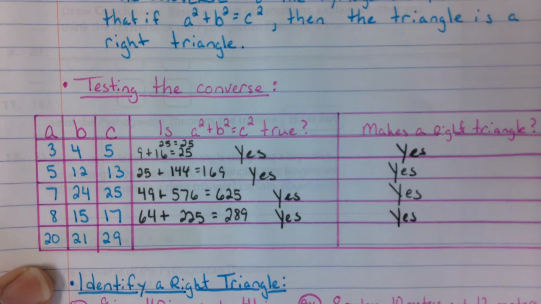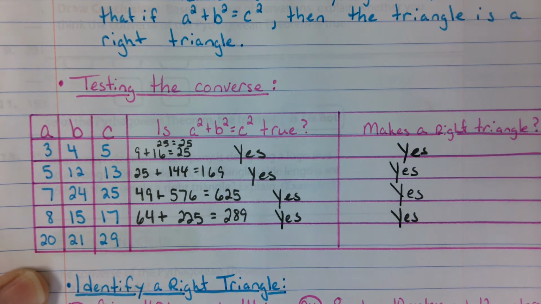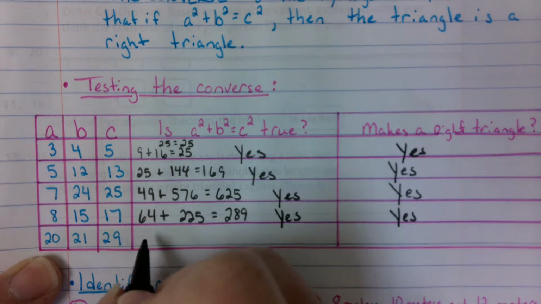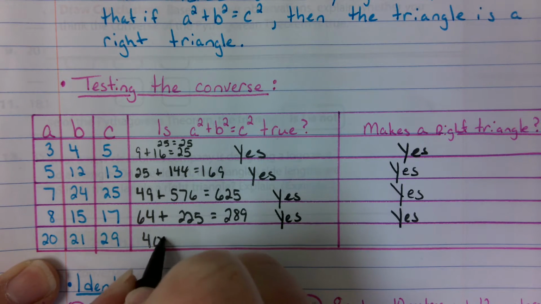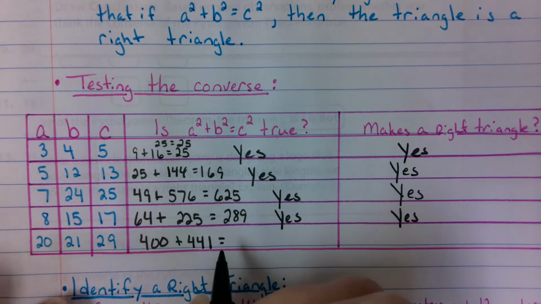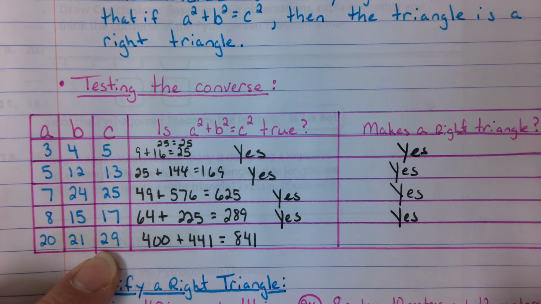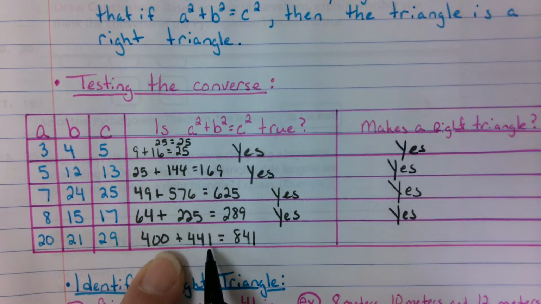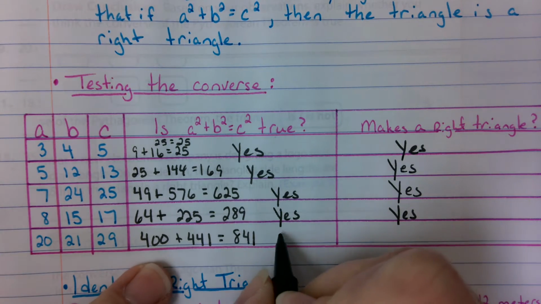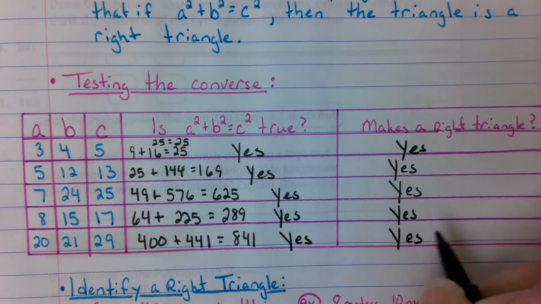All right, the next one, we have 20 squared plus 21 squared. Does that equal 29 squared? All right, so 20 squared is 400. 21 squared is 441. And 29 squared is 841. Add these up. 841, that is true. We have another right triangle.